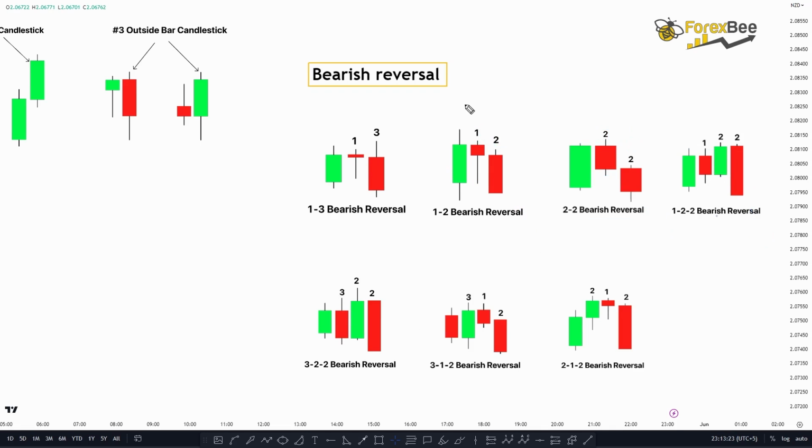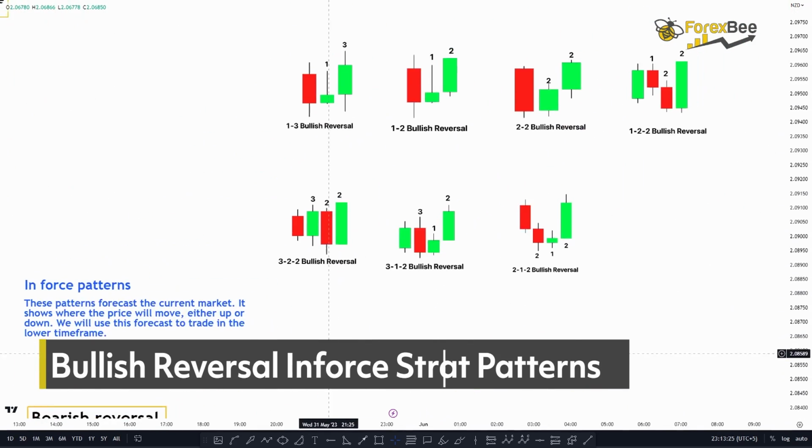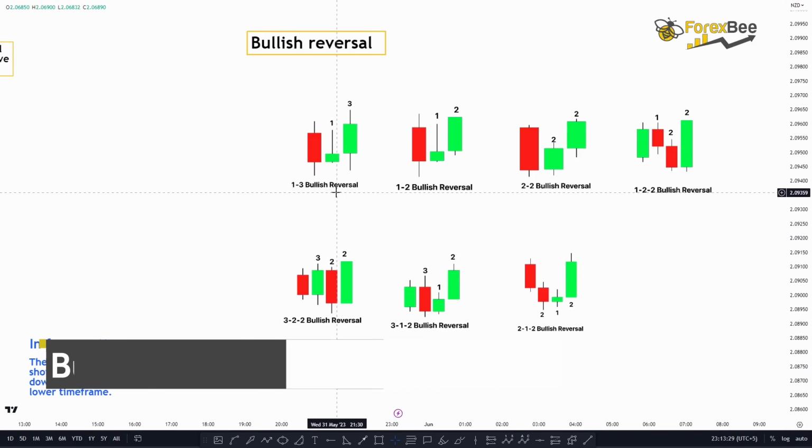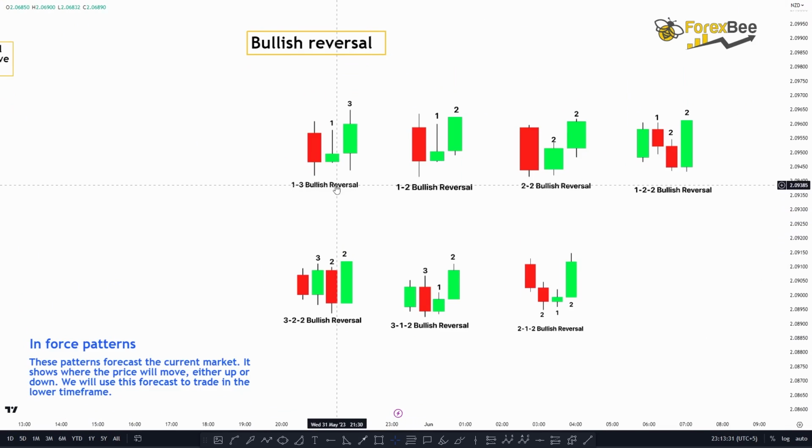Now let's talk about the bullish reversal candlesticks. And inside the bullish reversal in force candlesticks, we can see they work in a very similar way, but they're just opposite. So in the opposite here, we can see that this is the 1-3 bullish reversal. So in 1-3 bullish reversal, there's the formation of this inside bar. As we can see here, the high and low of this next candle is within the range of the high and low of this first candle. So this is the formation of an inside bar.